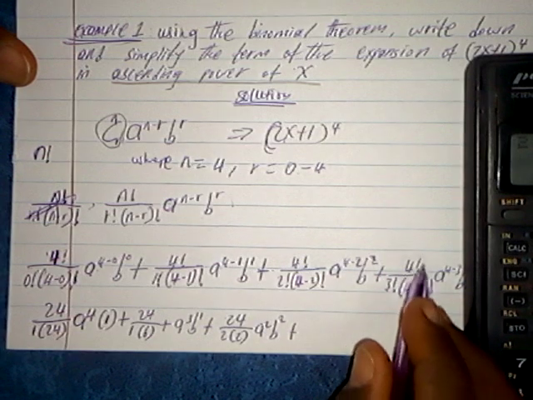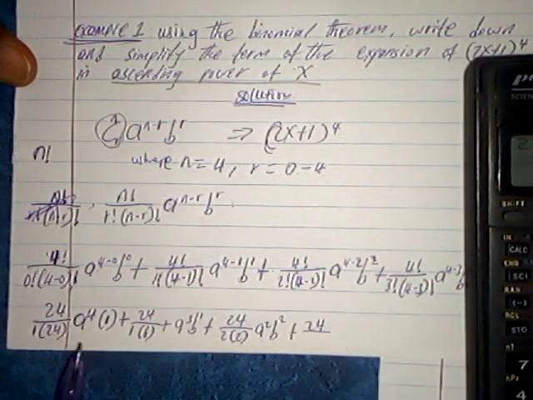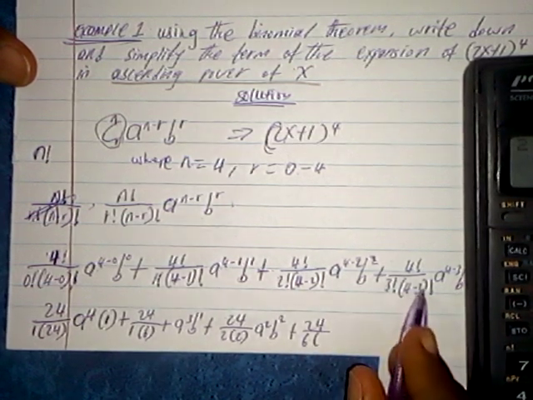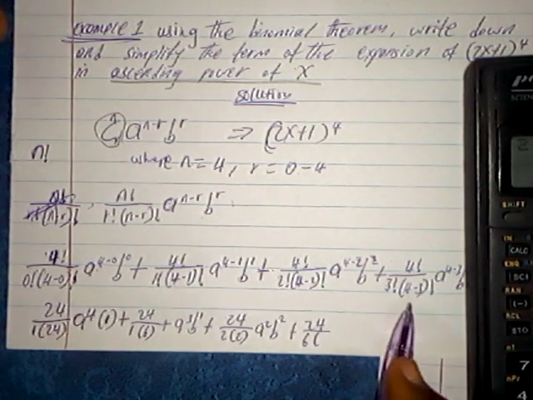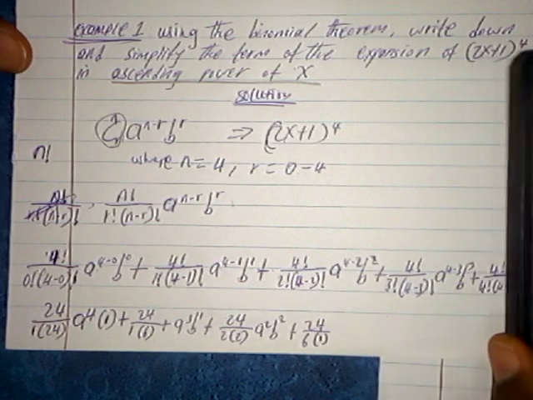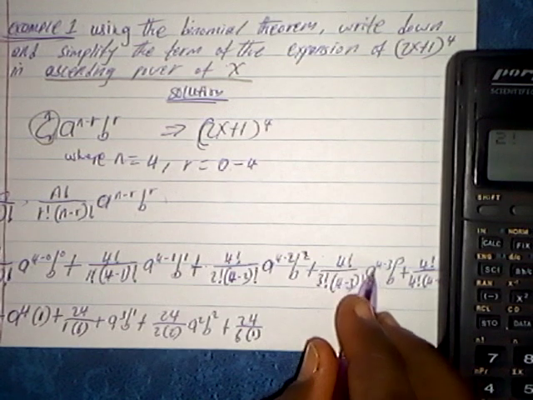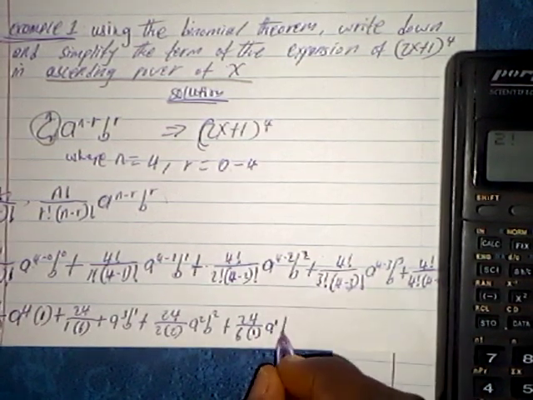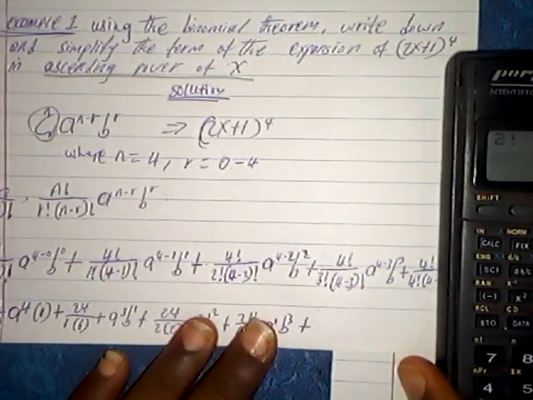Plus 4 factorial is 24 upon 3 factorial, which is going to give you 6, into (4 minus 3), which is going to give you 1. 1 factorial is same as 1. You see, we proceed. A raised to the power 4 minus 3 is 1. B raised to the power 3, plus, see here something.